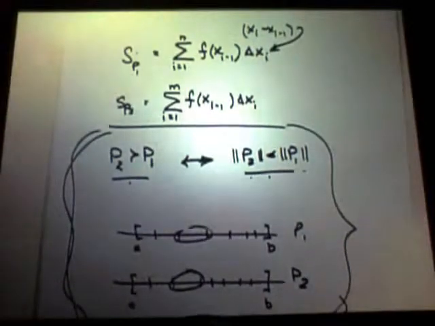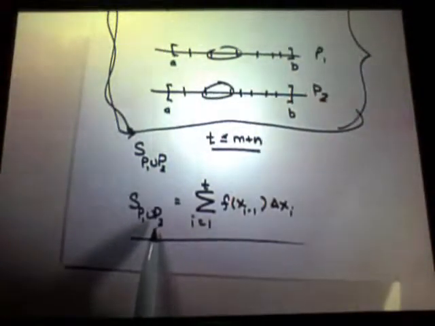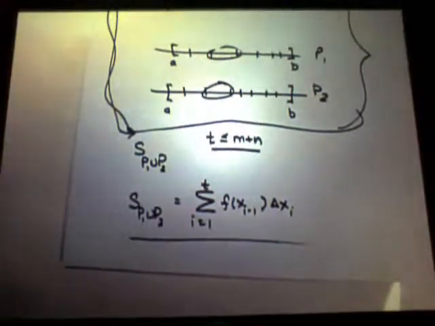Okay, now, in the general case, there's some difference. When you union them up, you get a partition that has all the points in either one of them. So in general, that's finer. It has more points than either one, right? Okay.